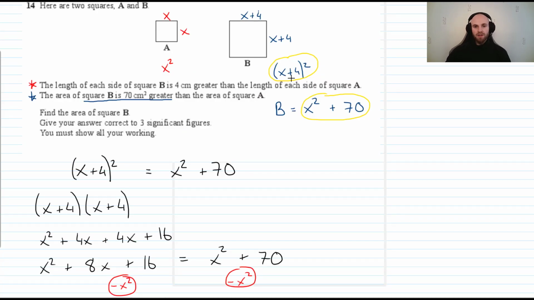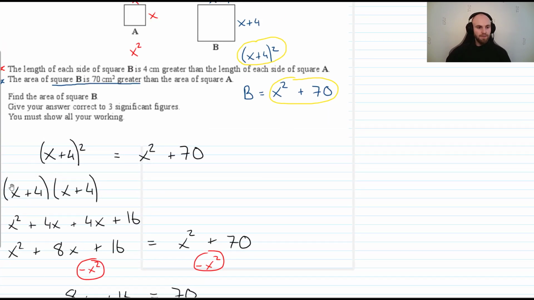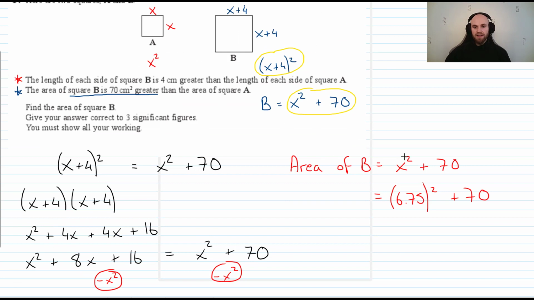So we can take our pick now. We have two values for the area of B. And I'm going to sub this value of 6.75 for x into one of these equations. And I'm going to choose this one. So the area of B is x squared plus 70 from here. And we know that x equals 6.75. So we're going to say 6.75 squared plus 70.